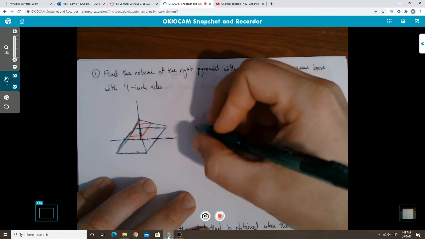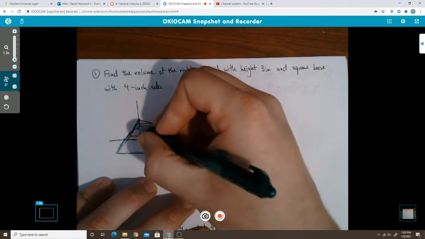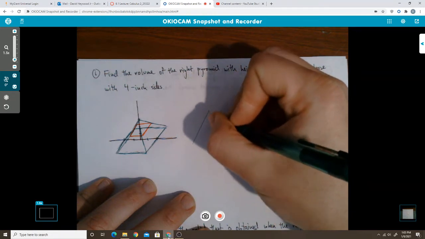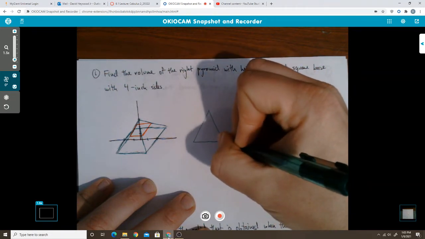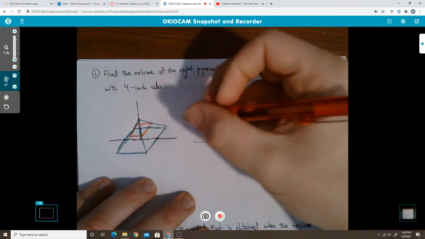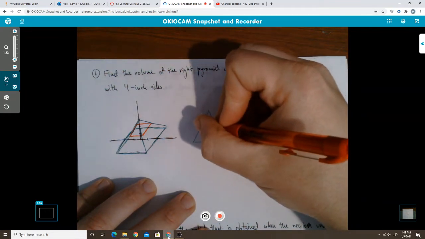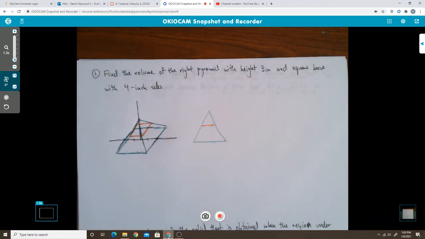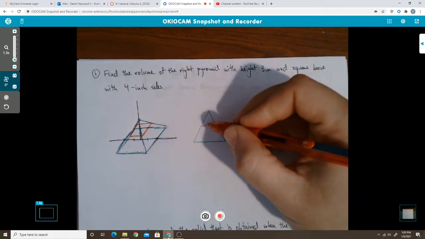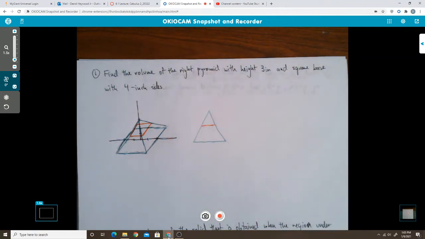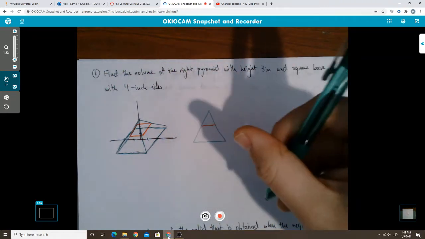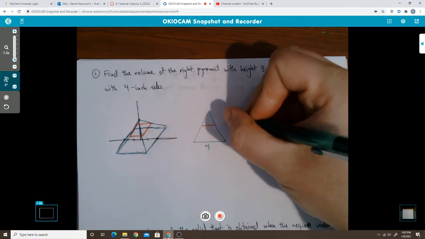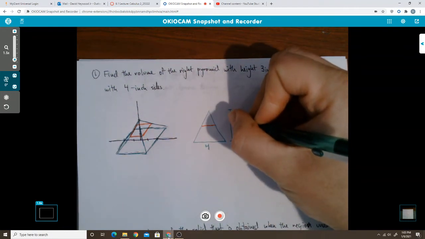I'm just going to draw it two-dimensionally now. So I'm going to look at this front face of the pyramid, right? So I've got a triangle, and then the square piece that I cut out was like this little cross section. Okay, and I want to figure out what this length is. Well, I know that the base of this triangle is 4, and I know that the height of the triangle is 3.